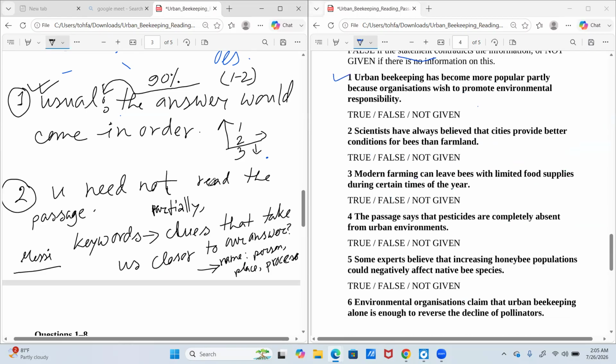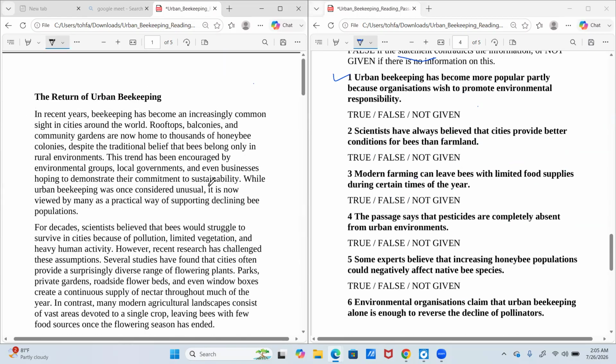So this is our statement and this is our passage. At first, we would read the heading of the passage. It says the return of urban beekeeping. So that we can get some idea what the passage is all about. That means that the habit or the trend, urban beekeeping or beekeeping in urban areas, is returning. So let's see how we can solve this question type.